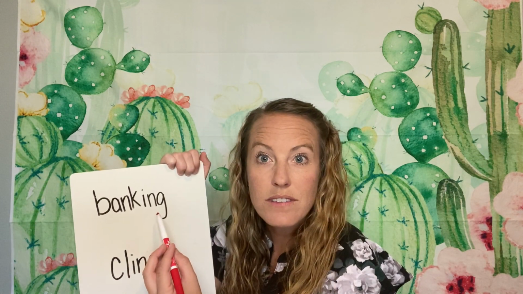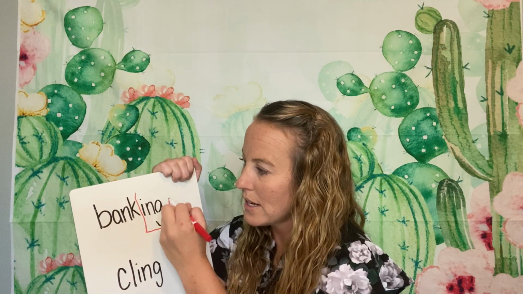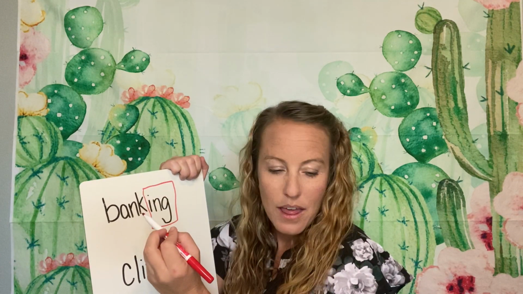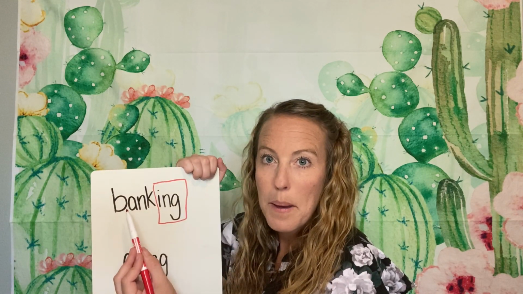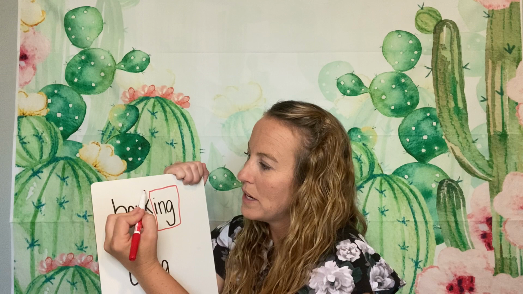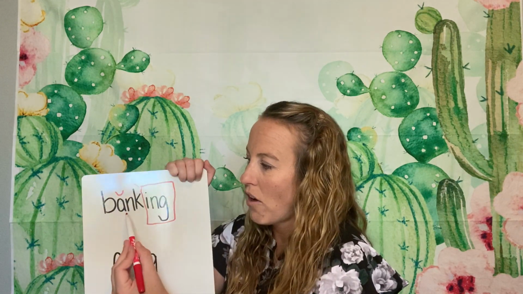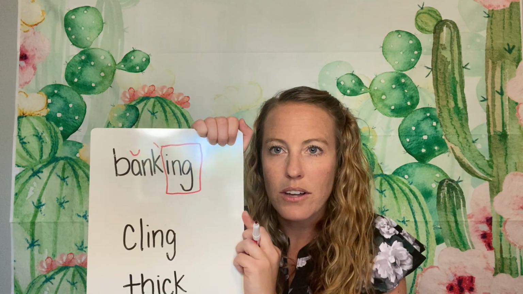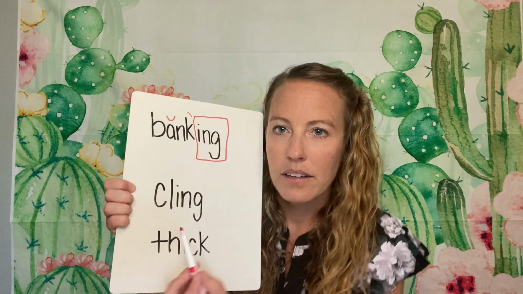You're right, there's a suffix ing, so we're going to box it. Then, is there a root word left? Bank, yes. So it needs its accent. And how do we code the vowel? With a breve, because it's followed by a consonant. Good job.